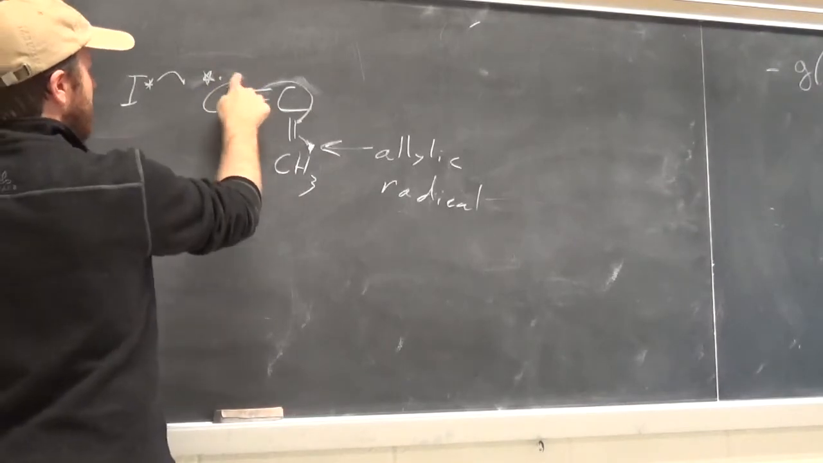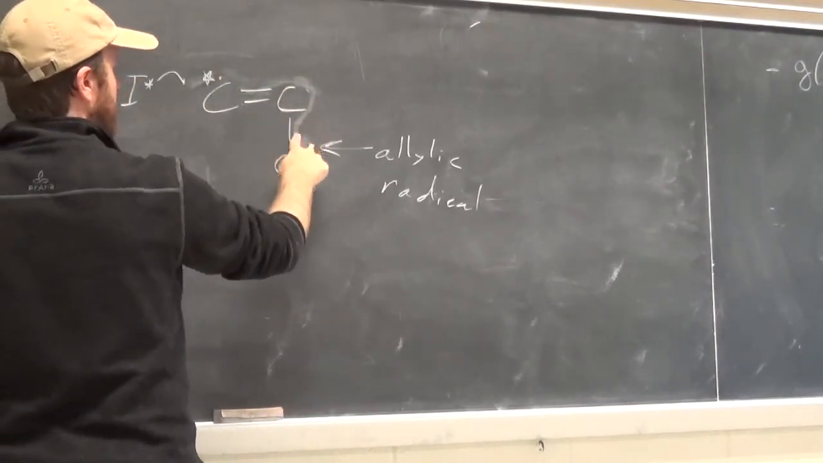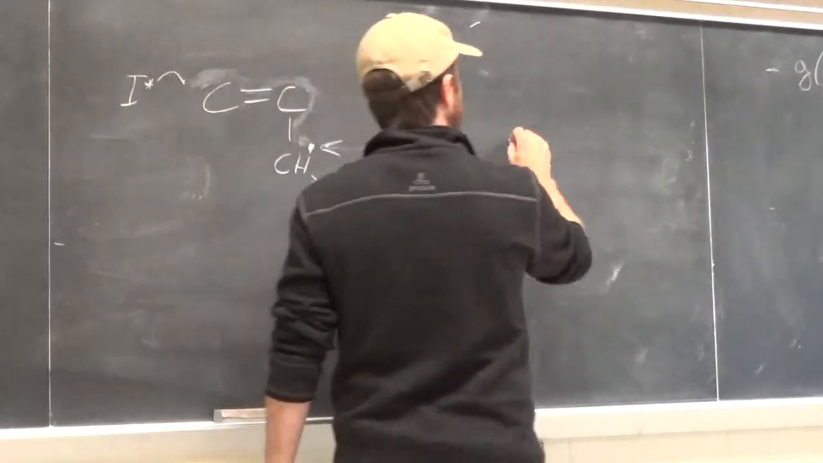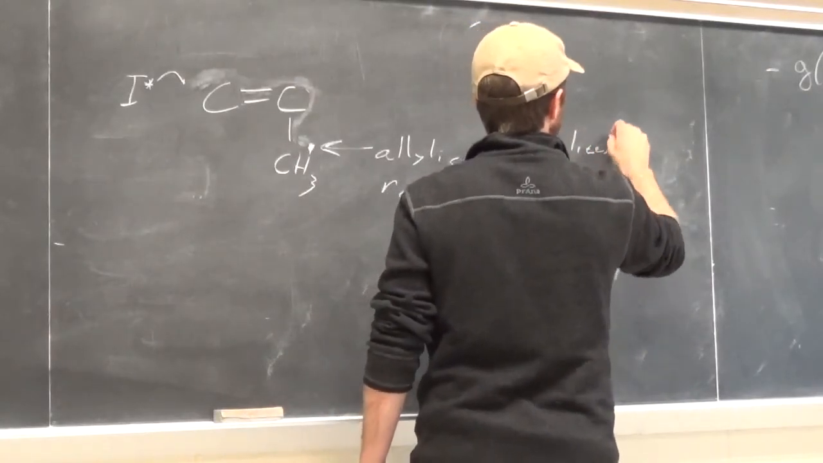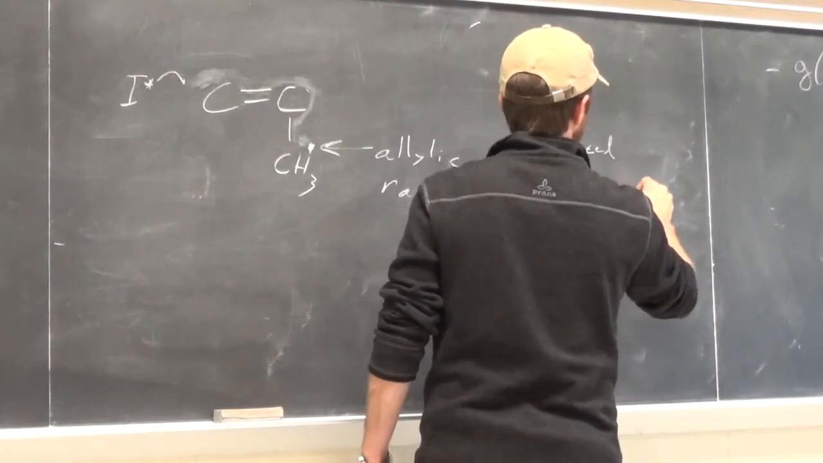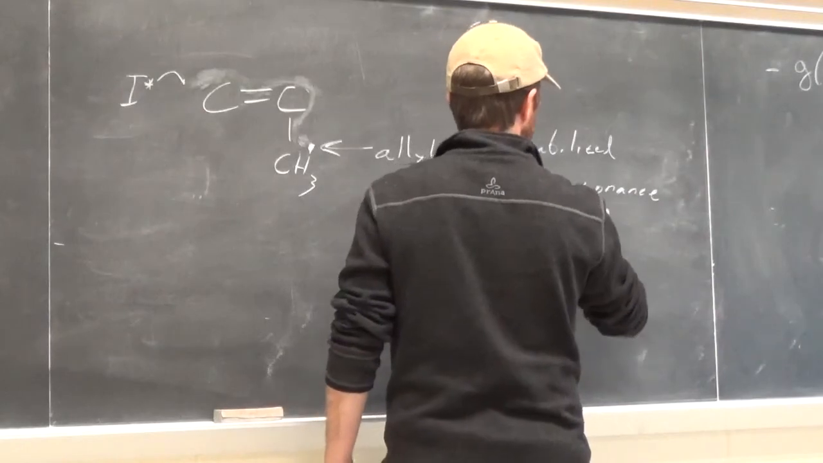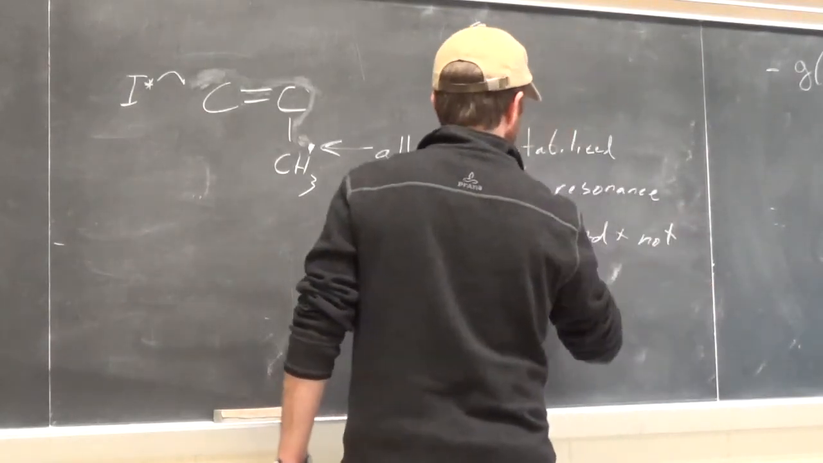Or you can go backwards and you can form this double bond, then you can form the radical back here. So allylic radicals are stabilized by resonance, and they're long-lived and not reactive.